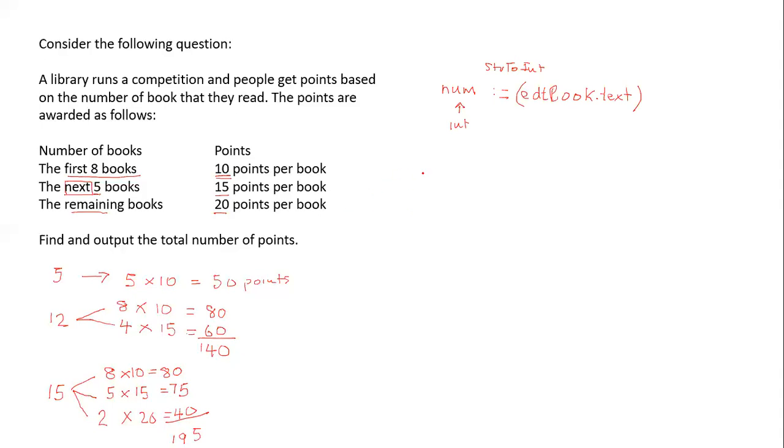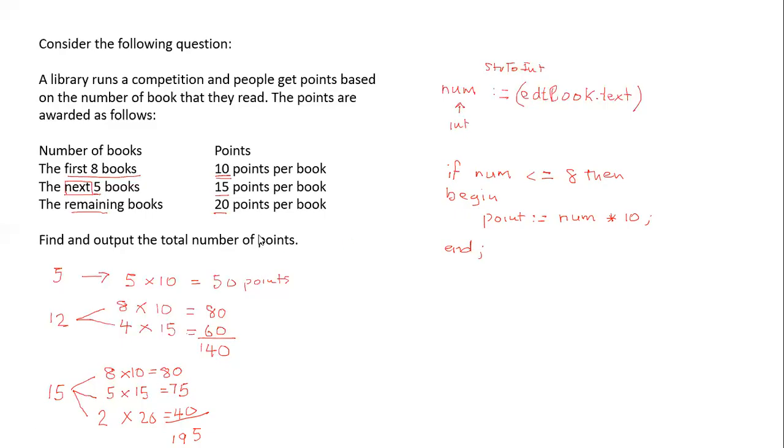Now that I have the number of books, let's test each of the cases. So the first case is if num, my number of books, is for the first 8. In other words, less than or equal to 8. So if the number of books is less than or equal to 8, then it's quite a straightforward calculation. The number of points will be the number of books, which is num, times, and you're receiving 10 points. Simple.